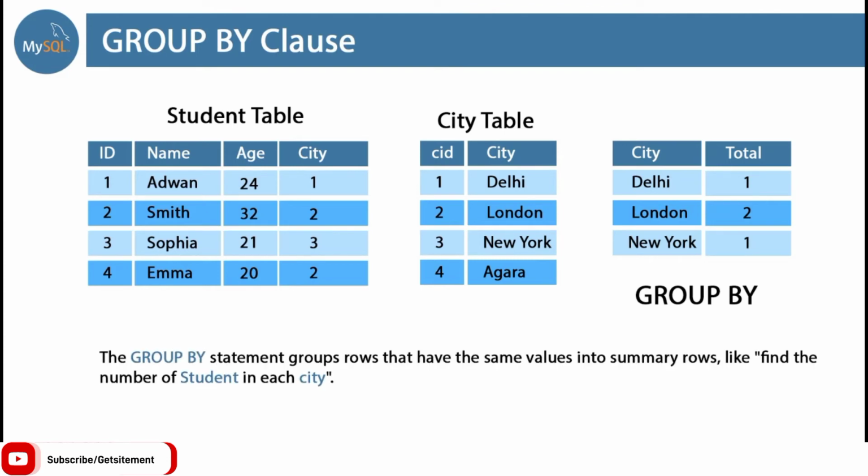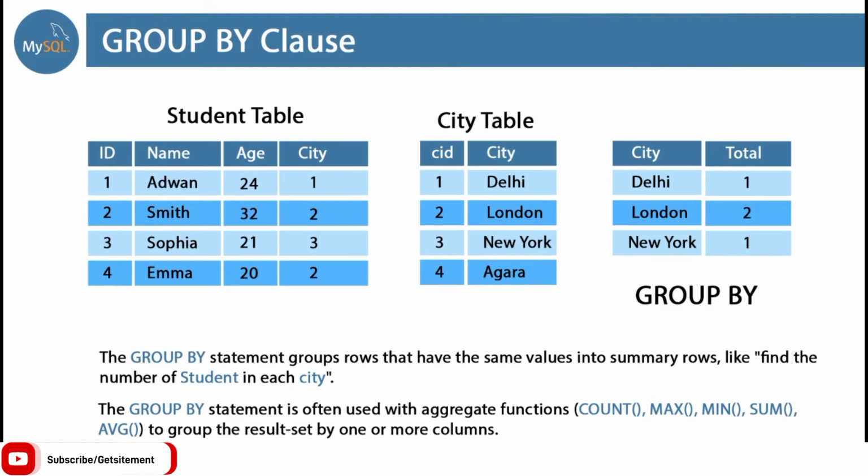The group by statement groups rows that have the same values into summary rows. Like find number of students in each city. And group by statement is often used with aggregate functions: count, max, min, sum, average, etc. When we use group by clause, then we also need to use aggregate function. And we learned about aggregate functions in our previous videos. So aggregate function is compulsory with group by.